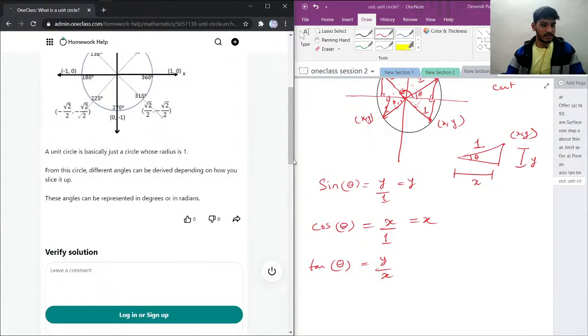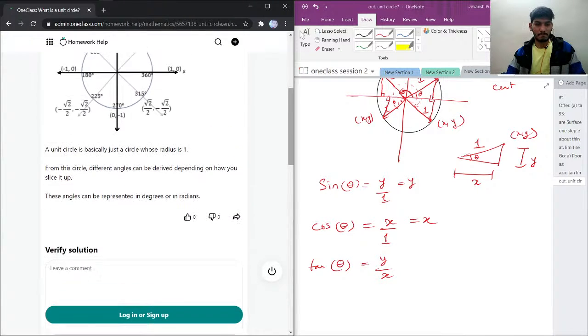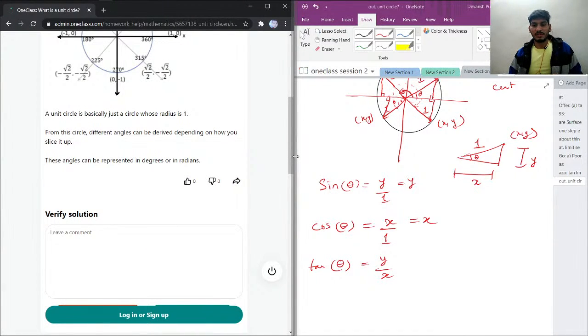So a unit circle is basically just a circle whose radius is 1. From this circle, different angles can be derived depending on how you slice it up. These angles can be represented in degrees or radians. So in this way, we can use the unit circle to calculate tangent, sine, and cosine for any angle. The thing is that we just need to know the coordinate of that point.